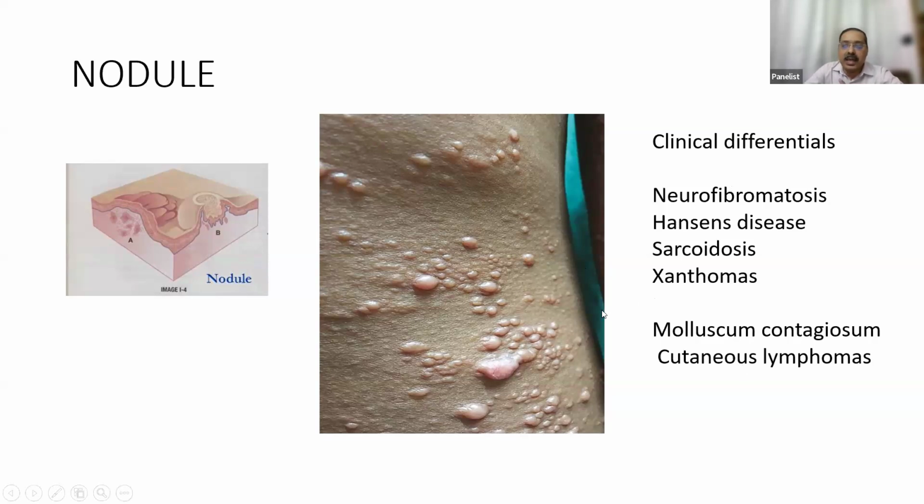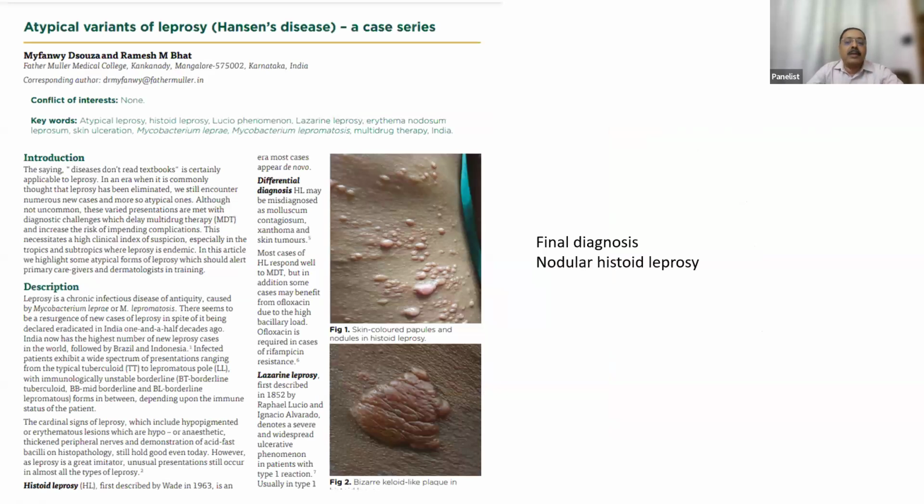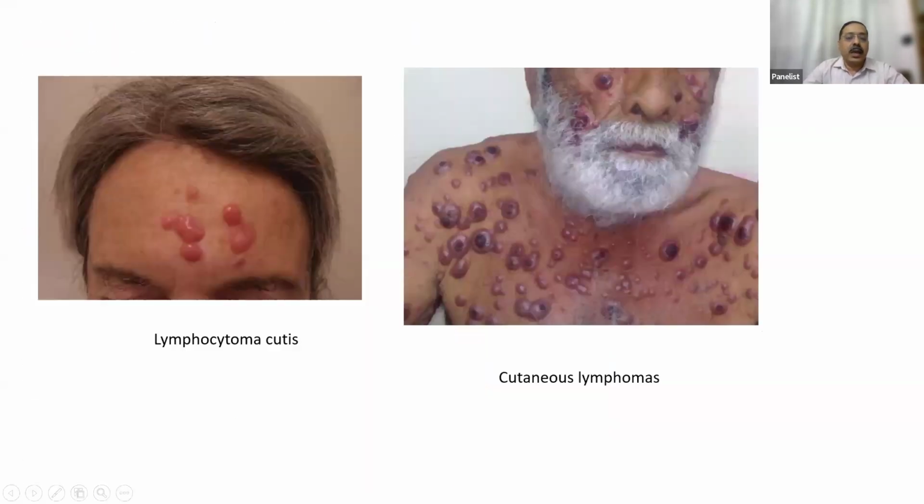And lymphomas, again, I said it can mimic, but we'll just put it as one differential diagnosis. So this is how we work at a diagnosis. This is actually from a journal, atypical variants of leprosy, and this was actually histoid leprosy. The final diagnosis was signed out as histoid leprosy. Now, this is a presentation of some other nodular lesions for your benefit.